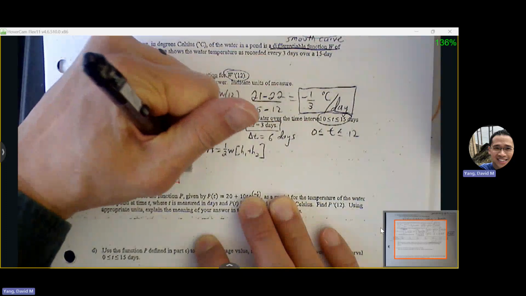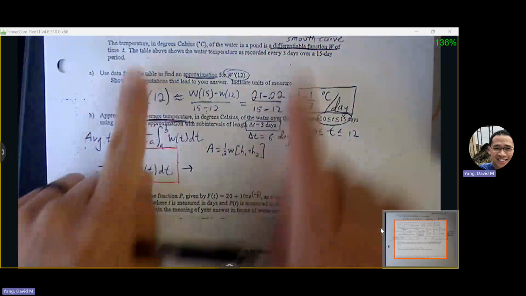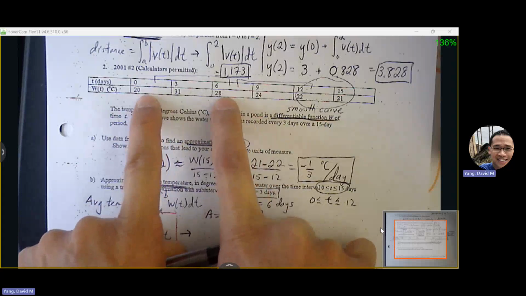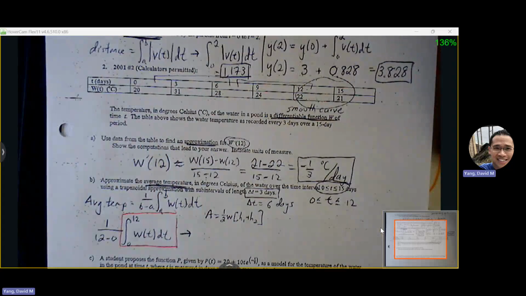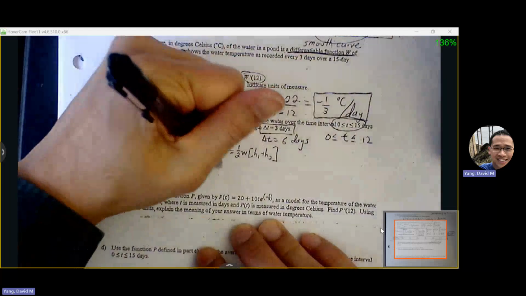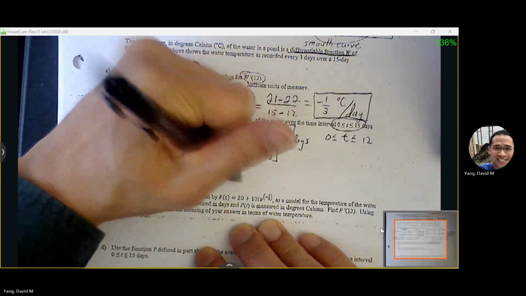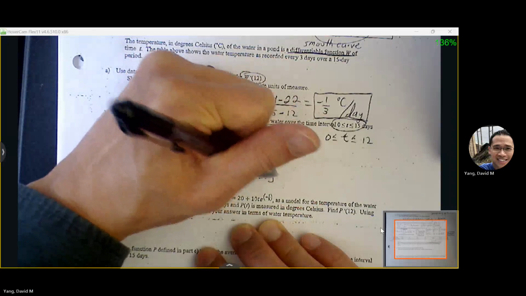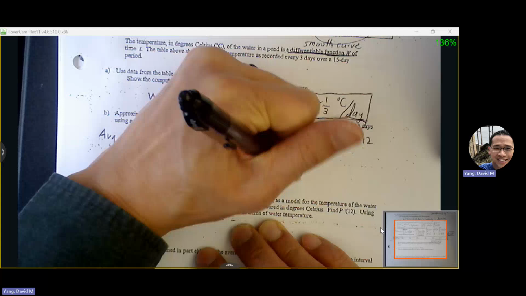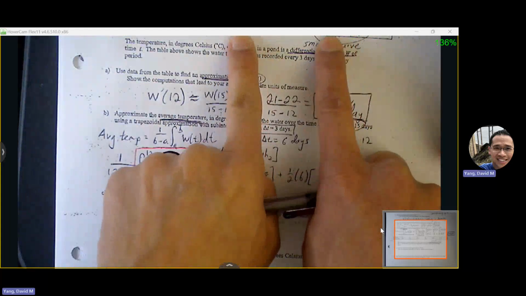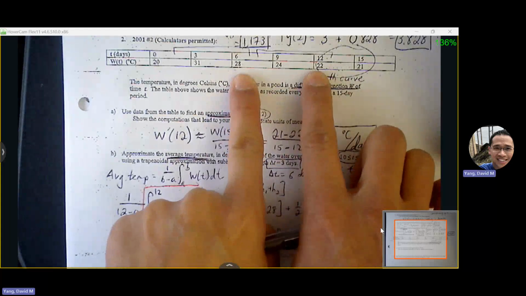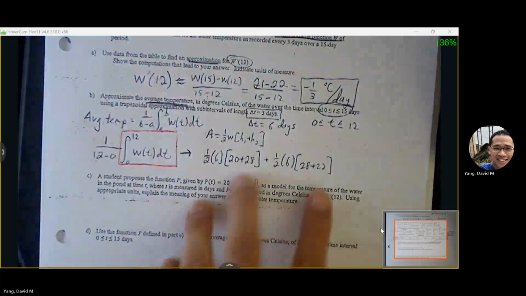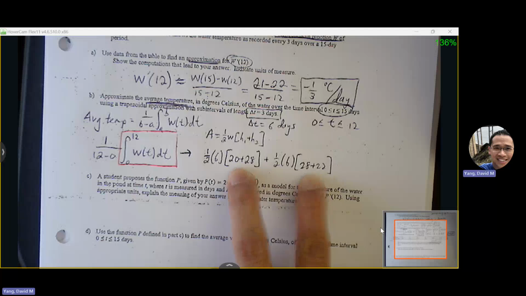So I'm just going to take care of the integral portion here. So my width is 6. And then my height, I'm just going to use where the bars are pointing down, right? So 20 and 28. So 1/2 width, height 1 plus height 2. And then again, 1/2 width, height 1 plus height 2, 28 plus 22. We're going to add all that up, but we still got to divide by 12.